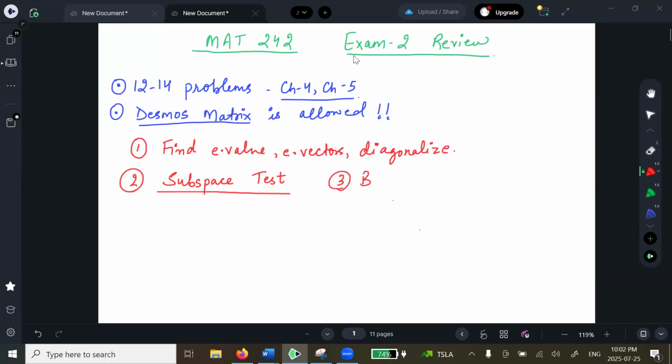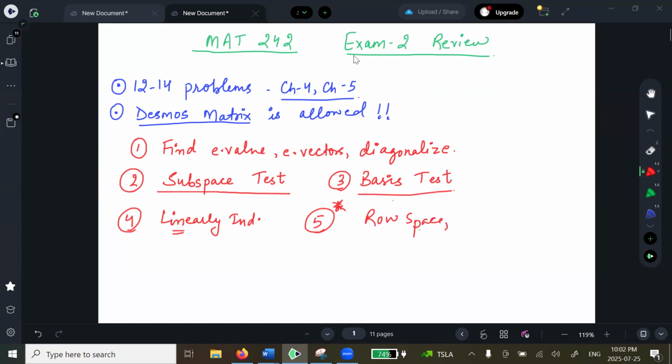And the basis test, if a set of vectors is a basis or not. We will also discuss problems on this. And when a set of vectors is linearly independent, the steps we have to follow to check. Fifth most important thing that you must know before exam 2 is how to find row space, column space, null space, and the dimensions of each.